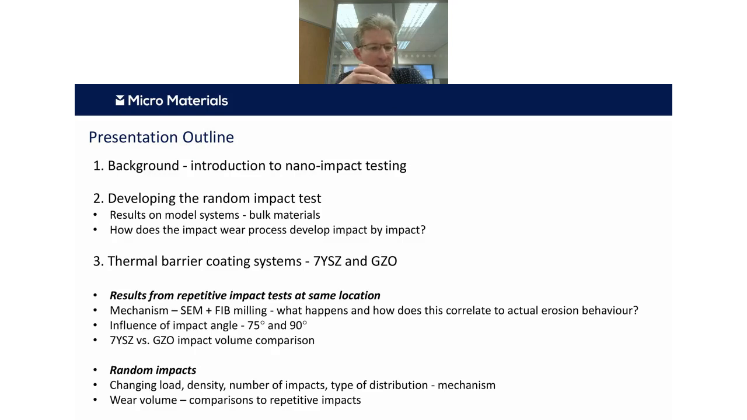And then for the rest of the talk, I'll move on to our new test technique, the random impact test, where we're looking at the effects of changing the impact load, the density of impacts, and the number of impacts, and how these affect the mechanism. And again, also looking at wear volume and understanding how we can get quantitative information from this test technique.